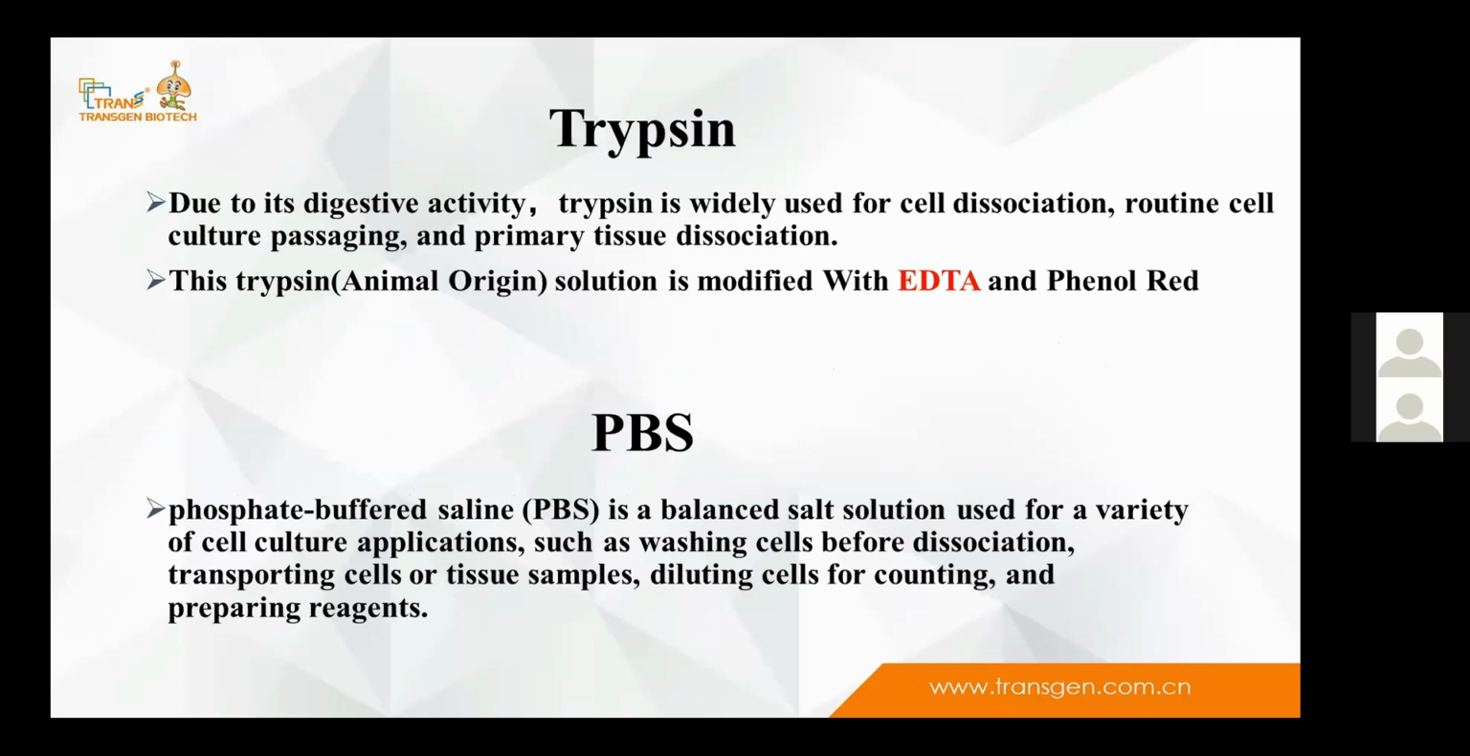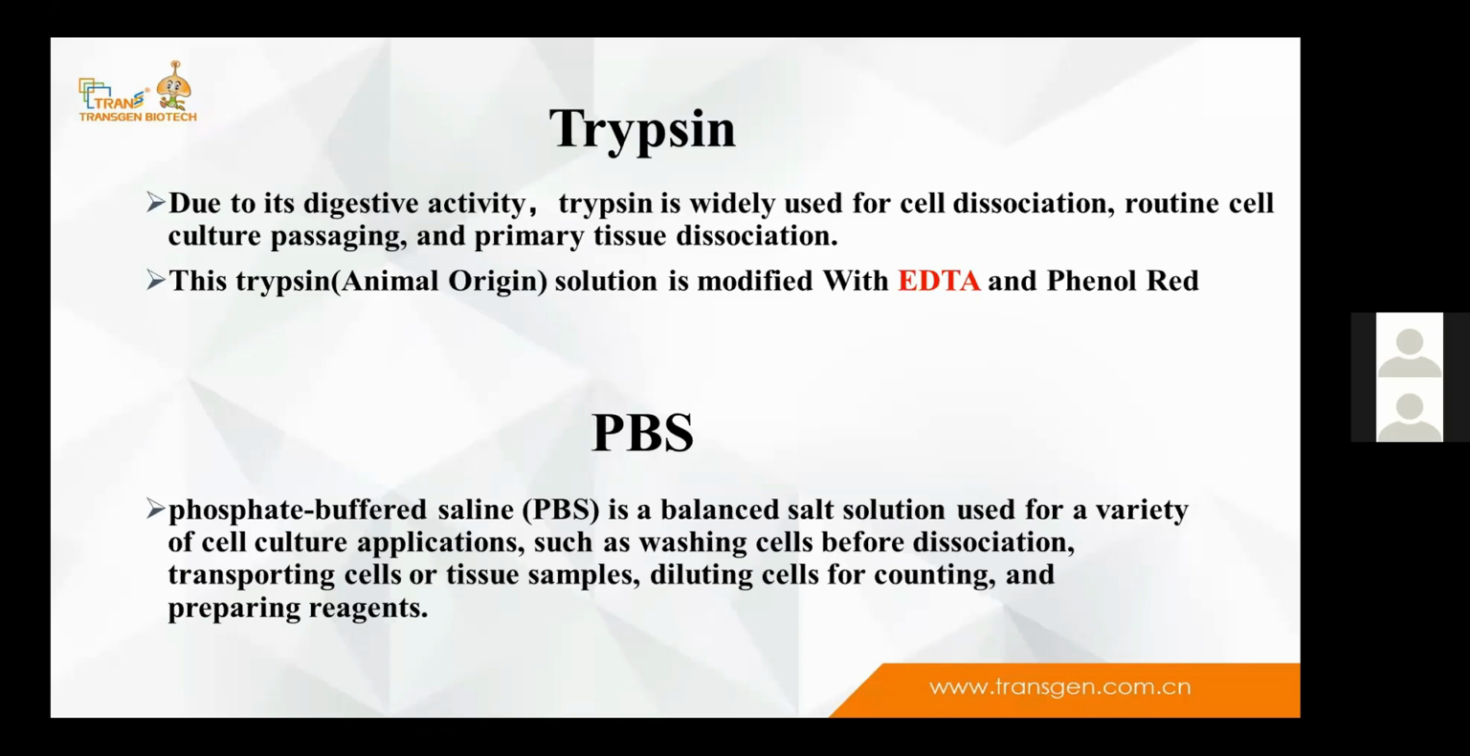Trypsin. Trypsin is used for its digestive activity. Trypsin is widely used for cell dissociation, routine cell culture passaging, and primary tissue dissociation. And the trypsin solution is modified with EDTA and phenol red. The EDTA is used to chelate the cations. The cations help the cells to attach to the substrate. So the EDTA helps the trypsin to do the passaging of the cells.